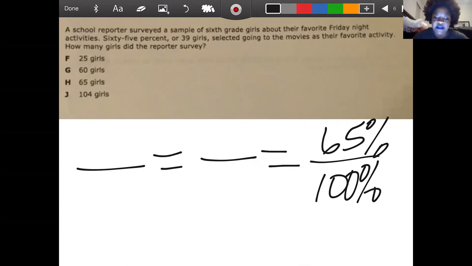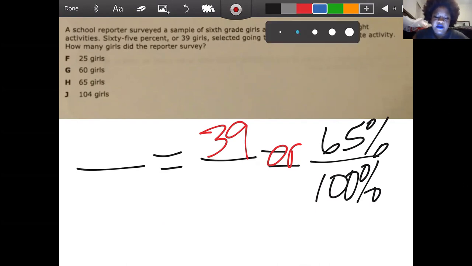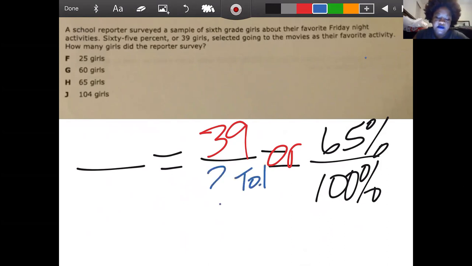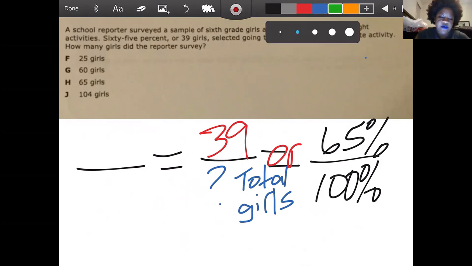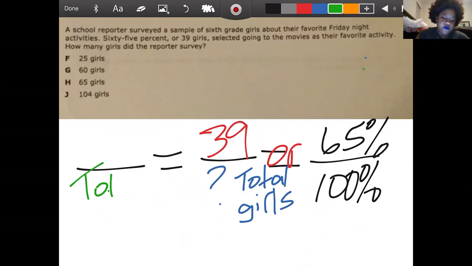And it says 65% or, so one of my students said, Ms. Simmons, it's so much easier just to write the or there so that I know that 39 goes right there. So it's 39 or 65% selected going to the movies as their favorite activity. How many girls? So in this one, we're looking for the total girls. The total girls that were surveyed. Okay, out of that total, 39 of them said they liked movies, okay, which is 65% of the girls. So as our wording over here, I want us to put total girls, of course, and the top, what girls?